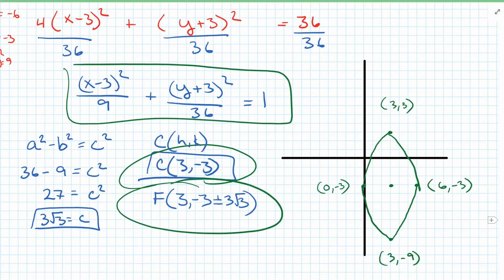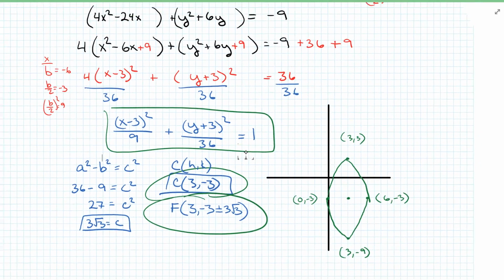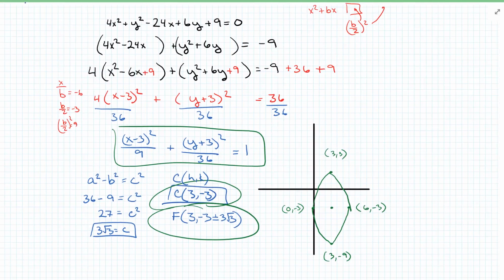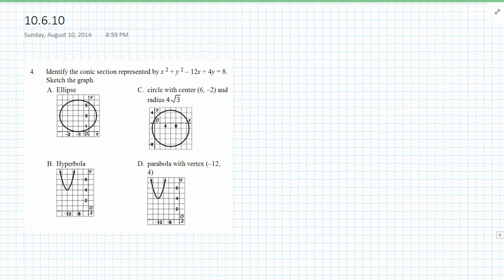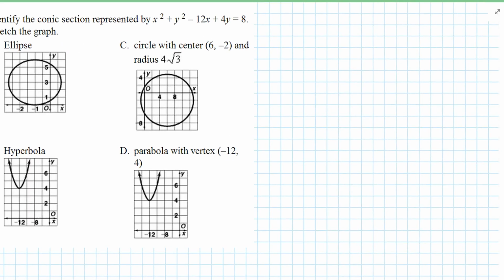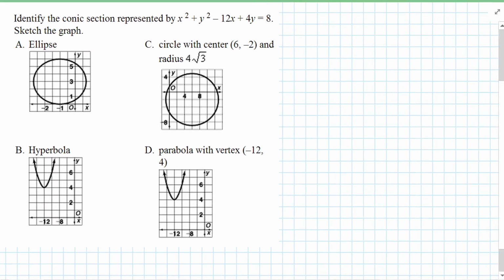All right, next one. Make sure you look at this and understand all the steps we took. Give you the snapshot of the whole thing. All right, next one. Only way to get good at these is do them. Okay, identify the conic section represented and then sketch the graph.